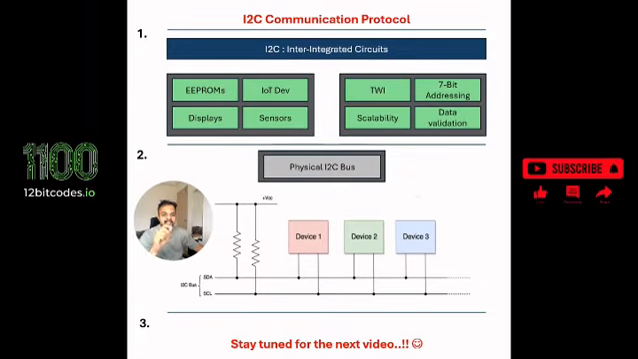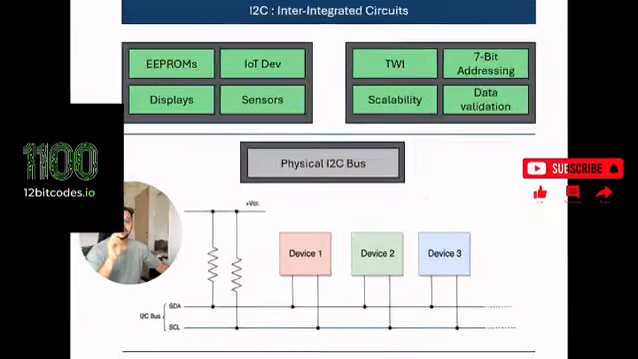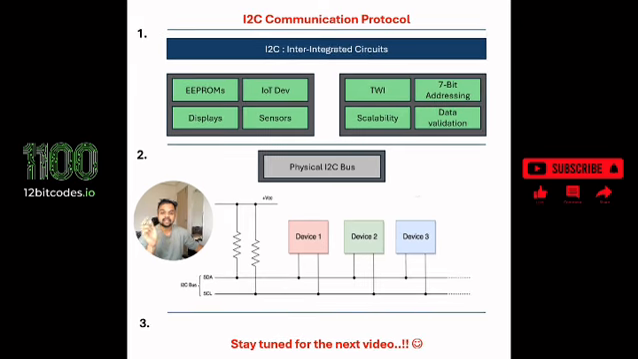So today we are going to discuss the I2C communication protocol. I2C is commonly called inter-integrated circuits, which was developed by Philips Semiconductors for the data transfer, or basically the communication, between a central processor and the different ICs that are present on the same circuit board.